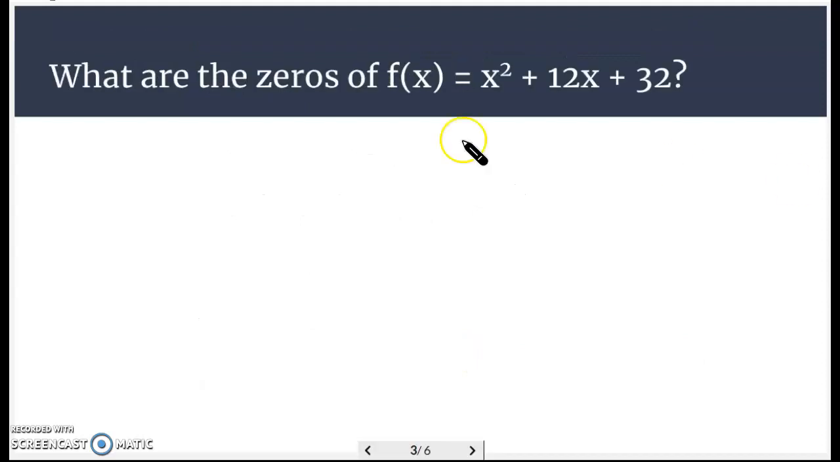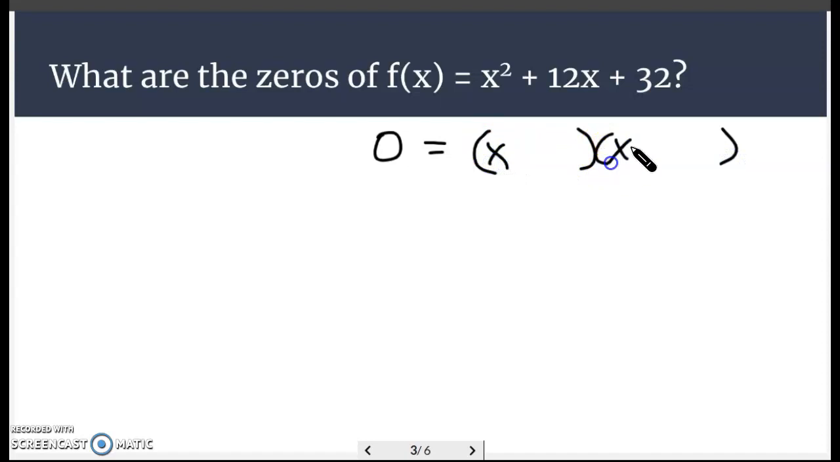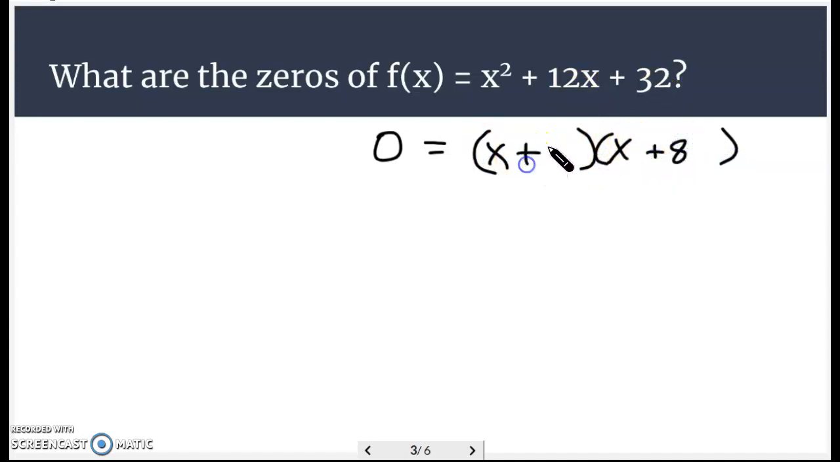Alright, let's try again. This time I'm going to change the language a little bit. What are the zeros? Zeros, another term conceptually meaning the same as x-intercepts. So once again, I'll set this equal to 0. I'll go ahead and set up the factoring here. X and x. And we ask what factors of 32 add up to 12. And those numbers are 8 and 4. 8 times 4 is 32. 8 plus 4 is the 12.